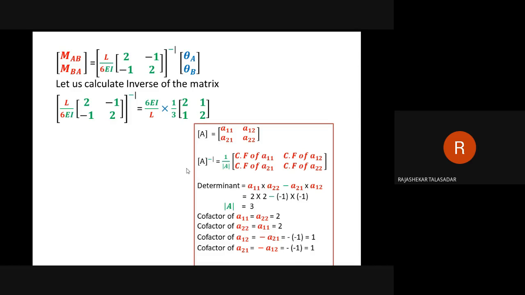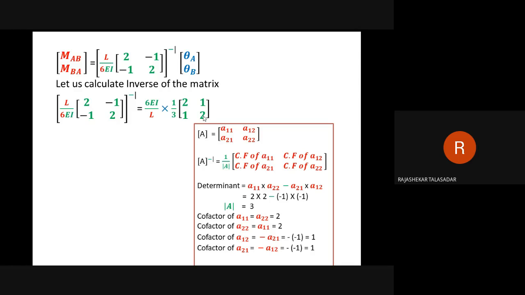So here inverse of A is 1 divided by determinant. That is L by 6EI is inverse of this. 1 by determinant. The determinant value is 3. So how do you get the cofactor here? So cofactor of A11 is A22. The cofactor of this will be this, that is A22. That is 2. Right? That's what I am writing here. Then cofactor of A22 will be A11. What is A11 here? 2.